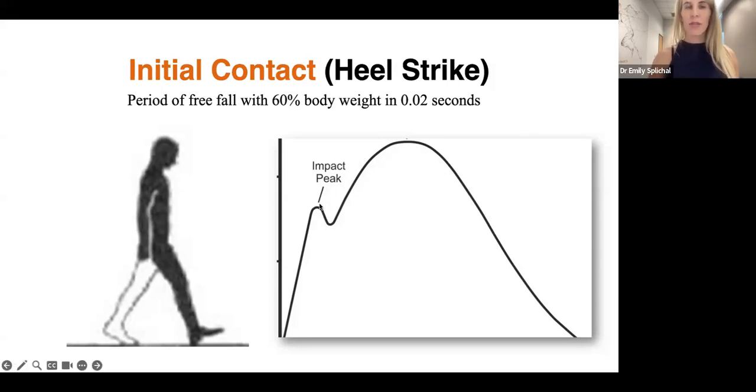You can actually see here, this is a force peak curve. This is looking at force relative to body weight over time. This is going to be your 1 to 1.5 times your body weight. There's a drop, and then you can see here's where it actually goes higher. So the highest point of your peak energy is coming up, and that's where you're pushing off and taking a step. Okay. So you contact the heel.